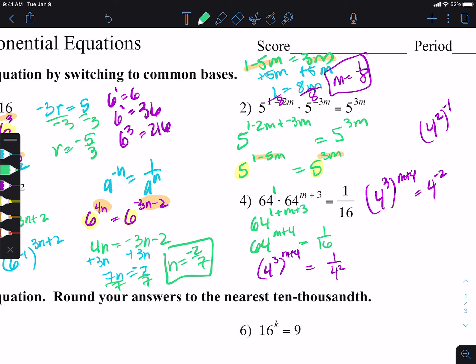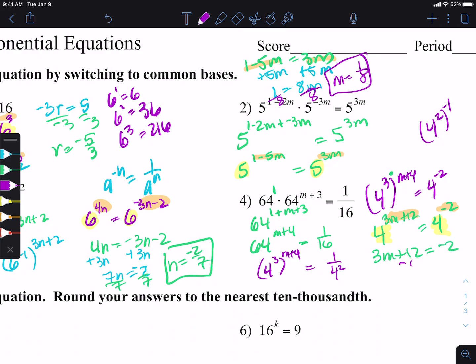So here on the left, we've got a power raised to a power, so that means I need to multiply these two things, and make sure you're distributing that. So we have 4 to the 3 times m, which is 3m, and then 3 times 4, which is 12, equals 4 to the negative 2. So now we finally have our bases the same, so we want to set our exponents equal to each other. Then we have 3m plus 12 equals negative 2.